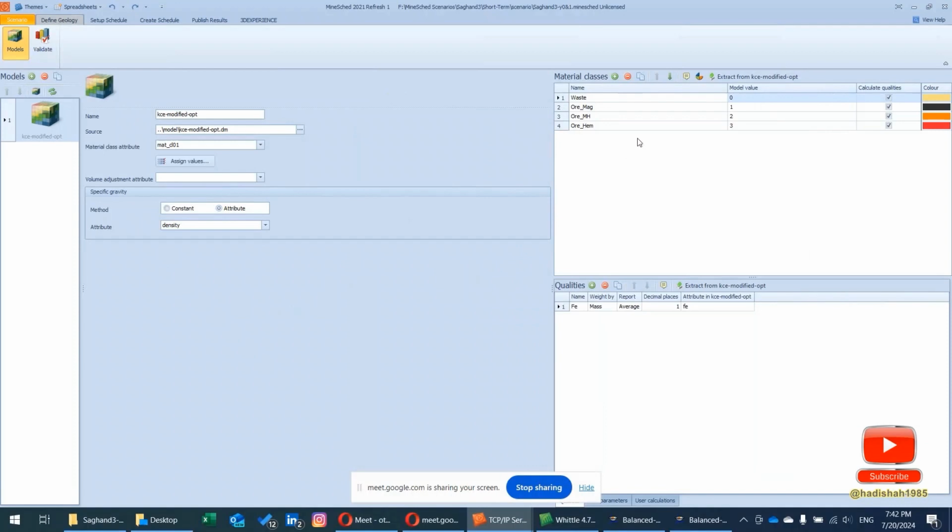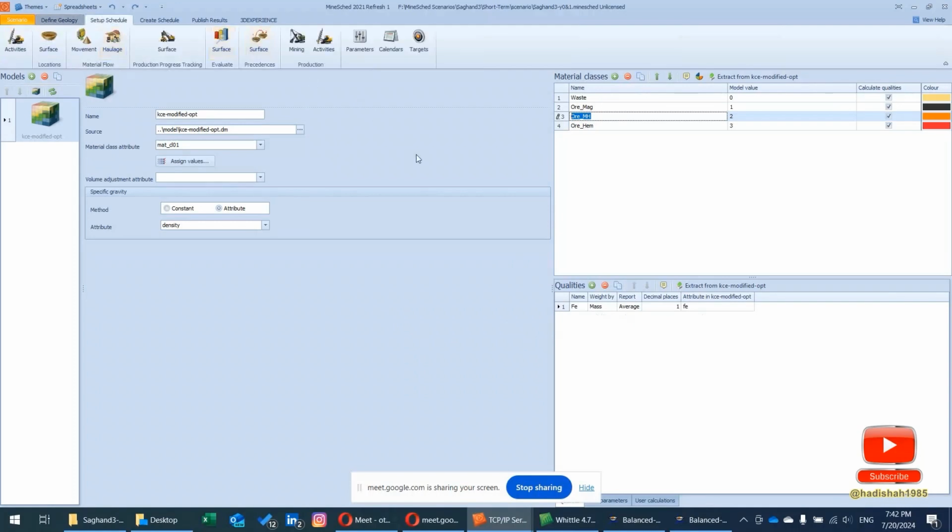Here I have only 4 simple material classes, including waste, magnetite ore, and hematite ore, and ore that comprises both hematite and magnetite. And the only quality is Fe, in average percentage.